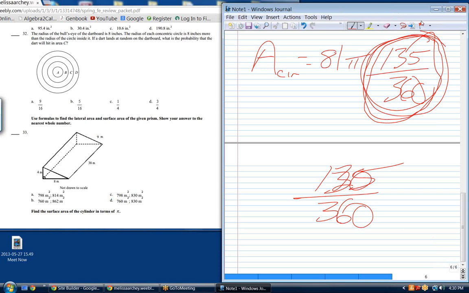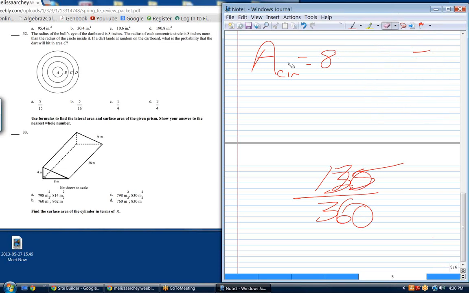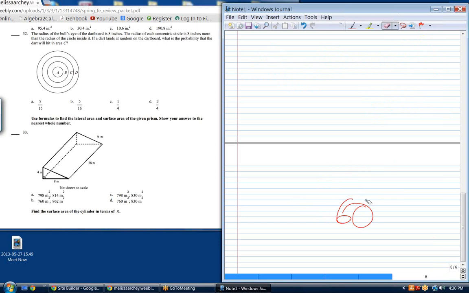Let me see if I can draw this one. Maybe you don't need me to draw it. The radius of the bullseye, that small circle, is 8. The radius of each concentric circle is 8 inches more than the radius of the circle inside it. So I think we do need to draw it.